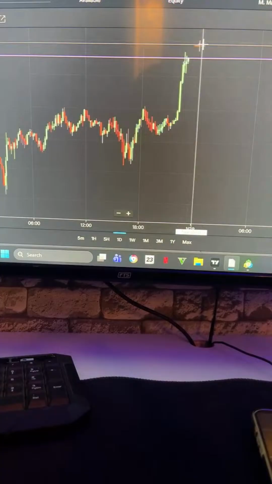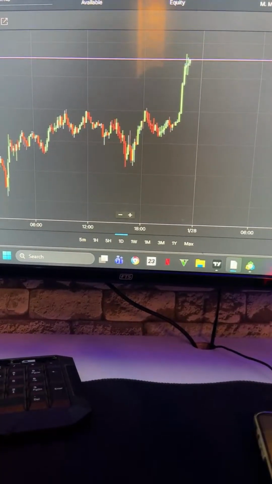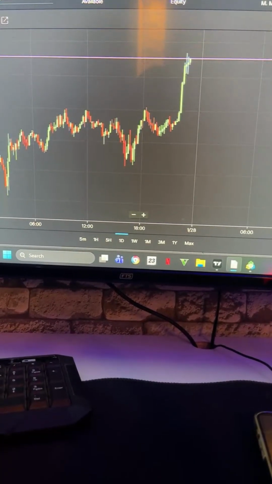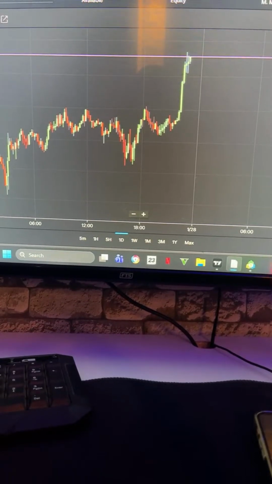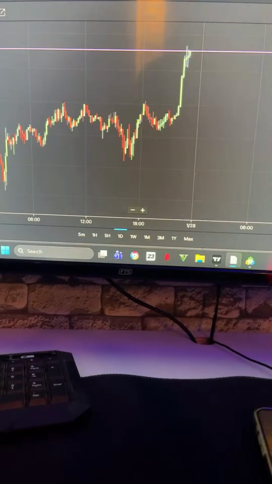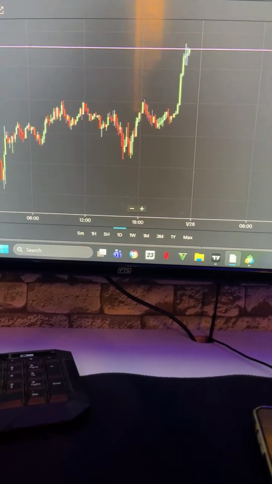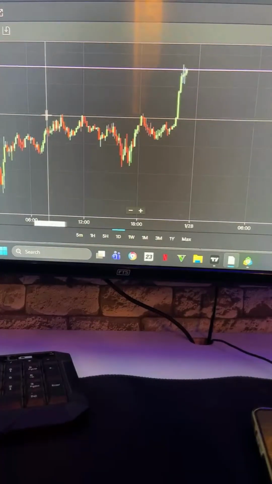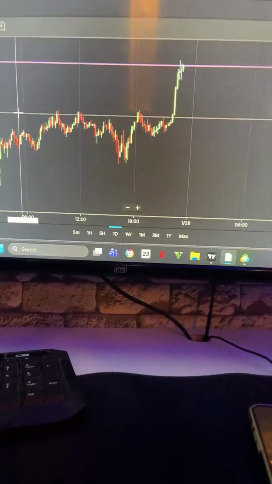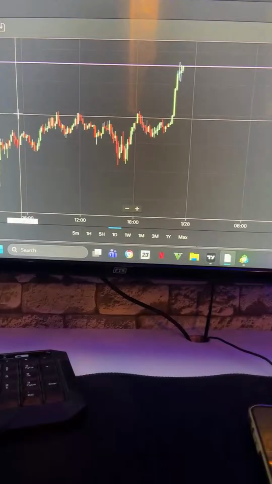Let's talk about these buys on gold. So we all know that gold has been pushing up for the past 2 weeks, right?